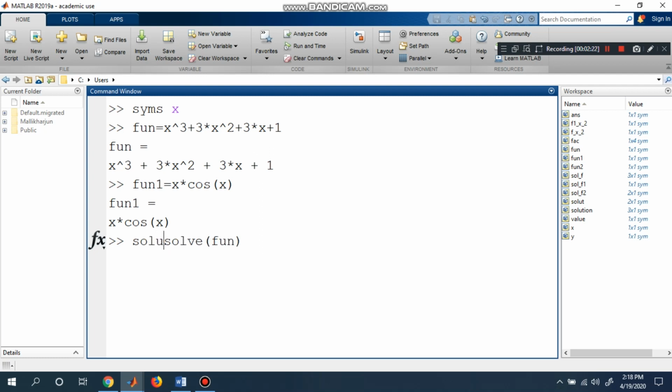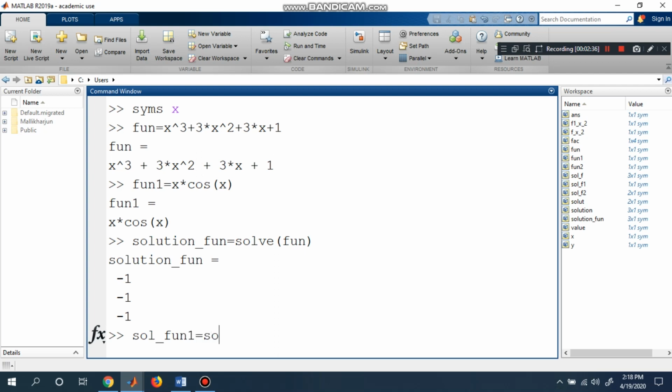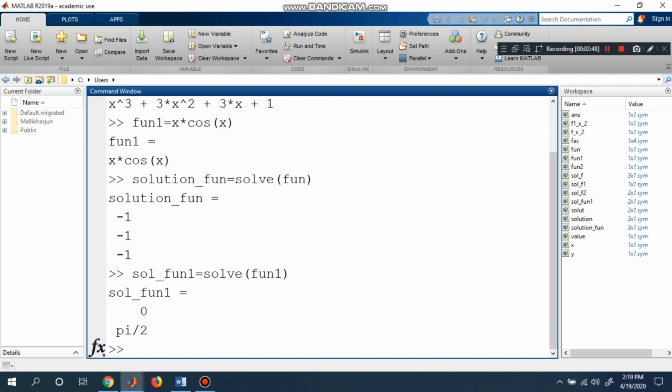Suppose I write solution of function is equal to the output. See what we will get. So this is how you find it. And similarly, solution of function 1 is equal to solve fun1, because x cos x is replaced in function 1. Now let us see by entering here, we get 0 and pi by 2. So these two are the solutions of the expression x into cos x.